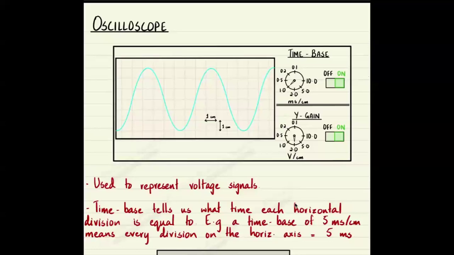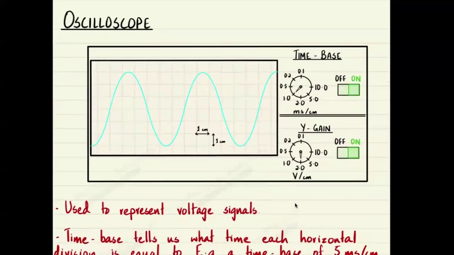So now we're starting our conversation on the very last part of the entire unit on electromagnetism, which is the oscilloscope. So the oscilloscope looks somewhat like this. This is a rough depiction of what this looks like. So you have two important dials here. One of these is called the time base, another one is called the Y gain. And what the oscilloscope basically enables us to do is that it allows us to look at voltage signals.